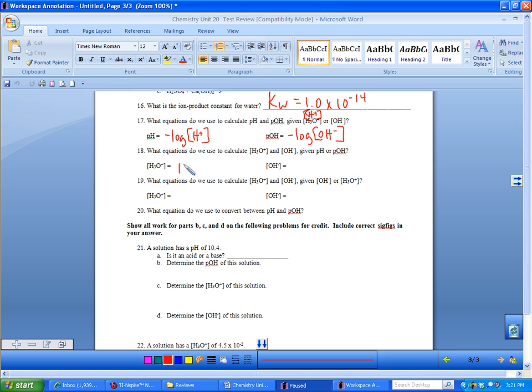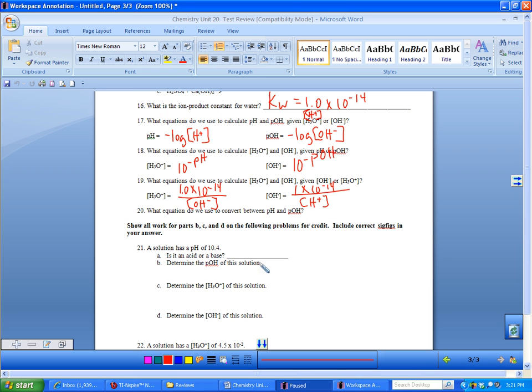What equations do we use to calculate H3O plus or OH minus concentrations given pH or pOH? Well, that's going to be 10 to the negative pH, and this is going to be 10 to the negative pOH. What equations do we use to calculate either of those if we're given one of them? Well, 1 times 10 to the minus 14 is going to be divided by the concentration of OH minus, and 1 times 10 to the minus 14 is going to be divided by the H plus concentration.